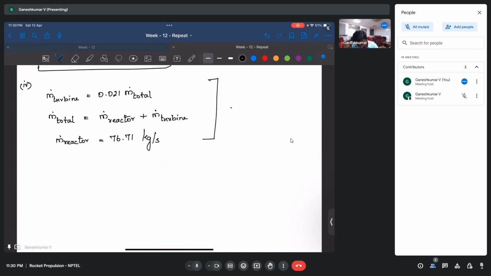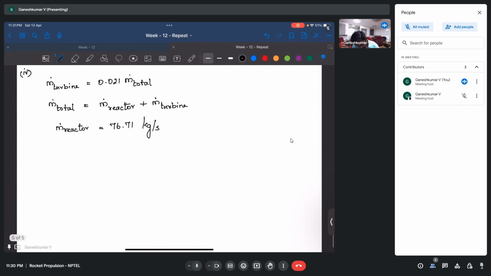Now we need to use all three pieces of information. So we have two equations for the reactor. We know the mass flow rate of turbine, and the total mass flow rate is what we need. So we have two equations and two unknowns. You can substitute and find the solution. So let me go ahead and do that.